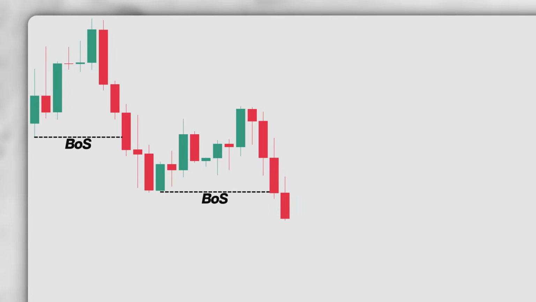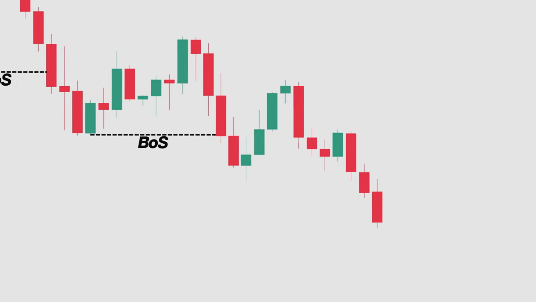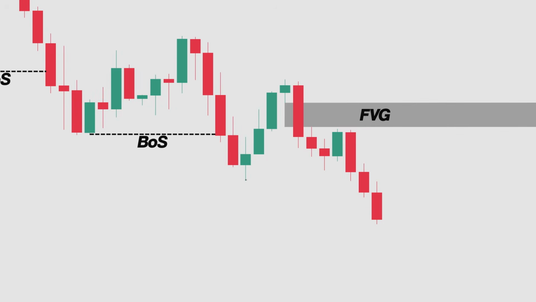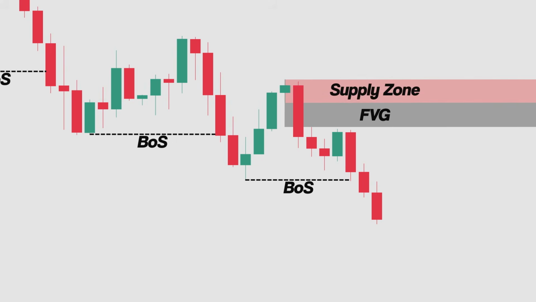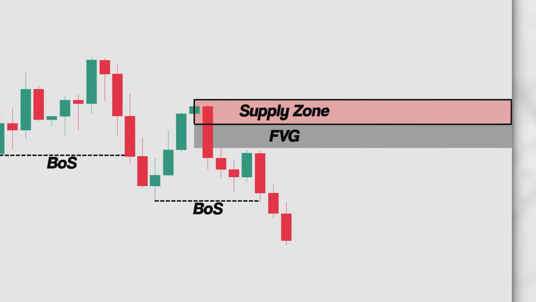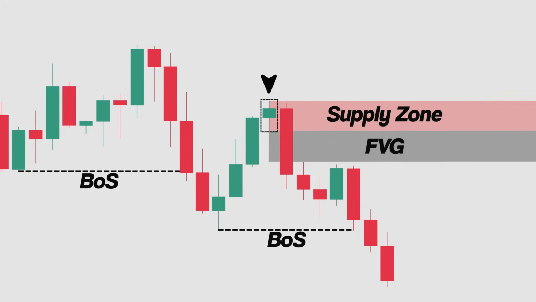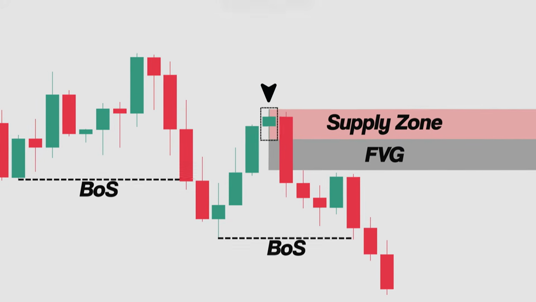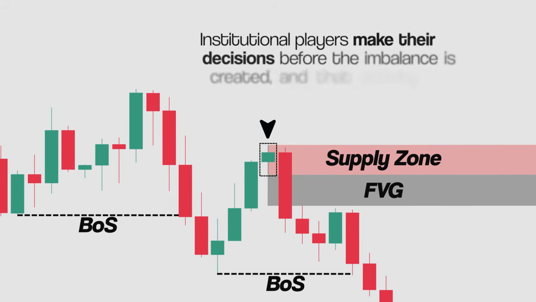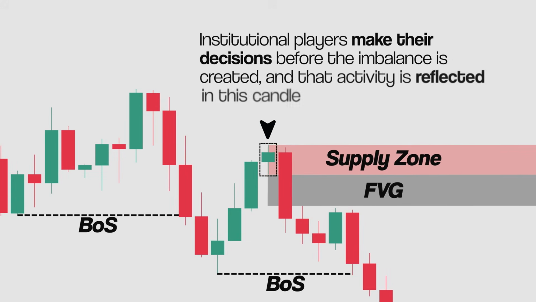On the chart, we can clearly see a downtrend confirmed by consecutive bearish breaks of structure. During the last impulsive move, price forms a fair value gap together with a break of structure. This tells us that a valid supply zone has been created. The boundaries of this supply zone are defined by the candle that comes right before the fair value gap. The logic is simple. Institutional players make their decisions before the imbalance is created, and that activity is reflected in this candle.